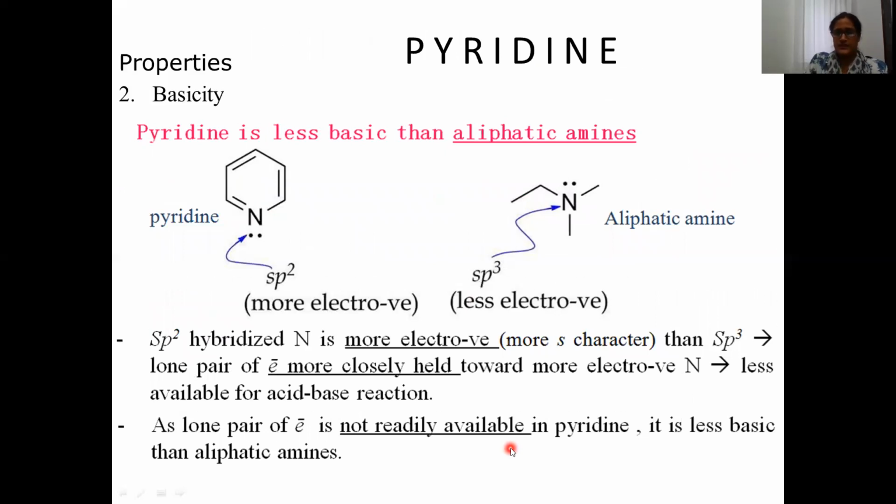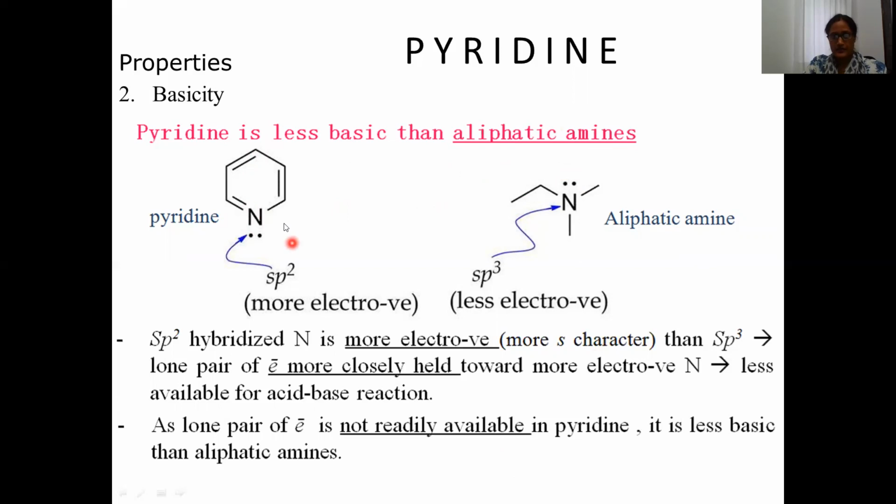Next, the basicity of pyridine is less than the aliphatic amine. In the previous slide, we discussed the basicity of pyrrole and pyridine. Over there, the pyridine is more basic than the pyrrole. But in this condition, the aliphatic amine is more basic than the pyridine. Reason? What is the reason over here?